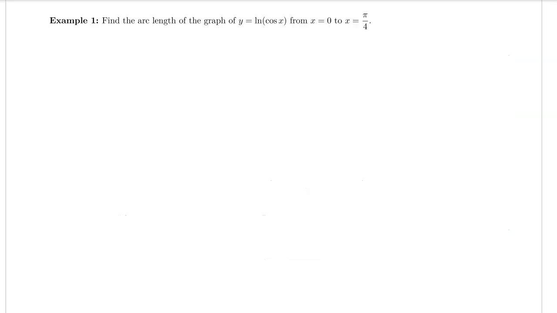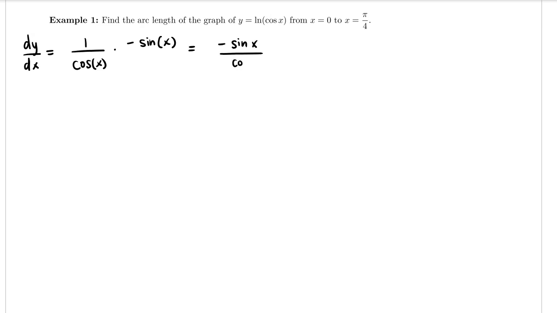Example 1 says find the arc length of the graph of y equals the natural log of cosine of x from x equals 0 to x equals pi over 4. The first thing that I'm going to do is find dy dx. And so we have 1 over cosine of x. And then we need to use chain rule and multiply by the derivative of cosine. And that's going to end up simplifying to be negative tangent of x.